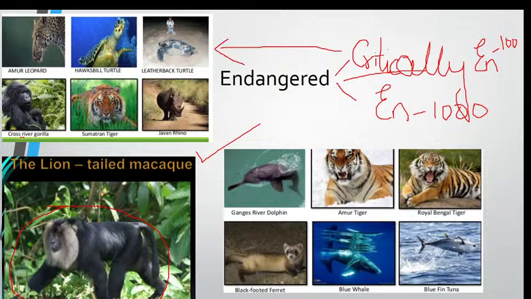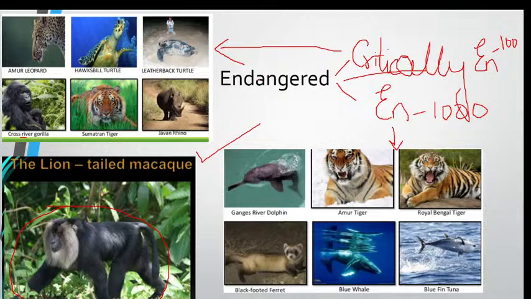That is the gorilla, the Sumatran tiger, the orangutan, the Amur leopard, the leatherback turtle, the hawksbill turtle, and the Javan rhino. Just learn at least a minimum of two for the exam point of view. Critically means they are more critical to become extinct. If not conserved, they will become extinct very fast. Now, that's all about the endangered animals.